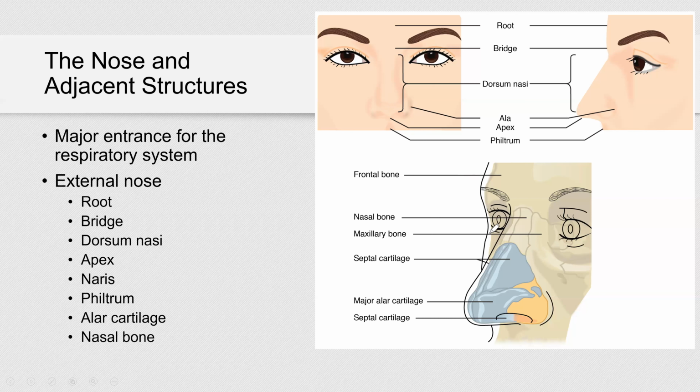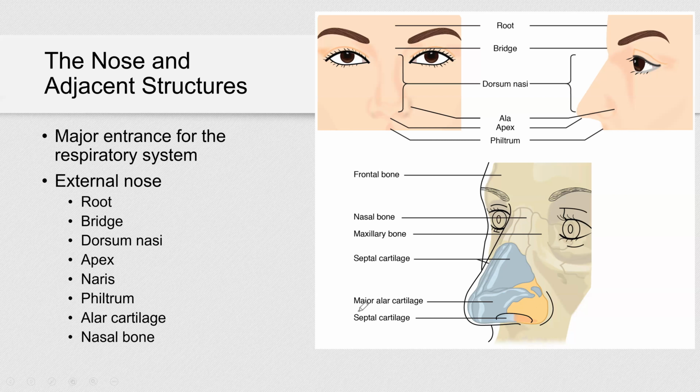Also, if you look deep to your skin, and deep to your muscles, you will see that your nose is made of nasal bone. So that's 2 nasal bones you have over here. Then you have partially of the maxillary bone. Maxillary bone is the bone of your upper jaw. And then you have septal cartilages.